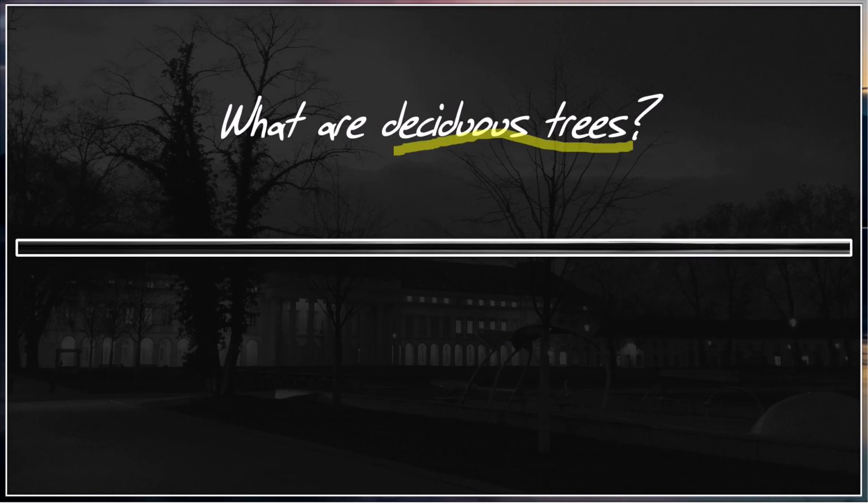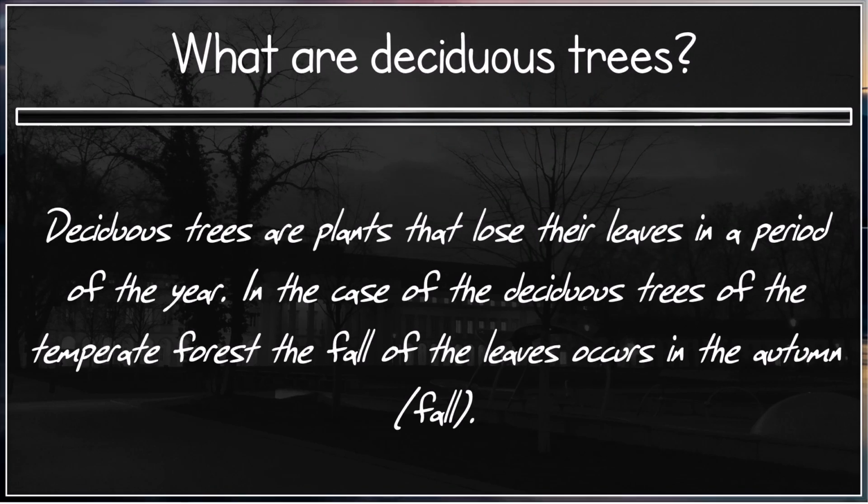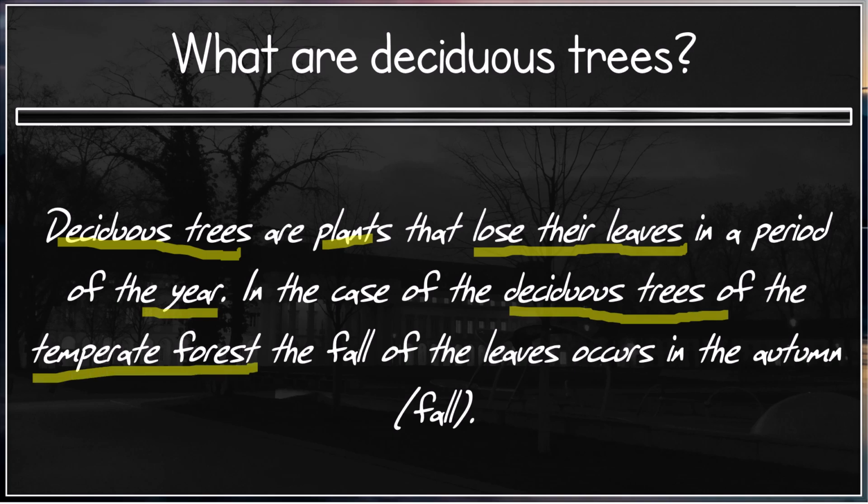What are deciduous trees? Deciduous trees are plants that lose their leaves in a period of the year. In the case of deciduous trees of the temperate forest, the fall of leaves occurs in the autumn.